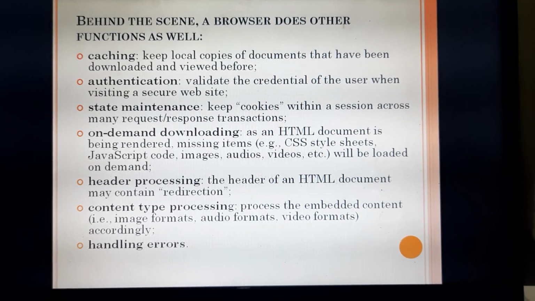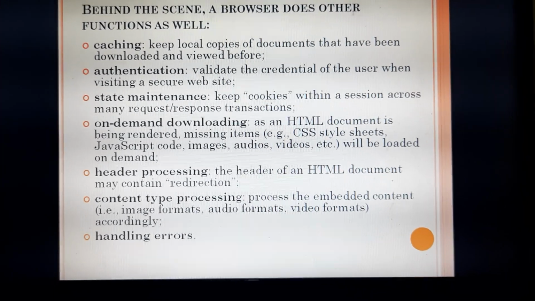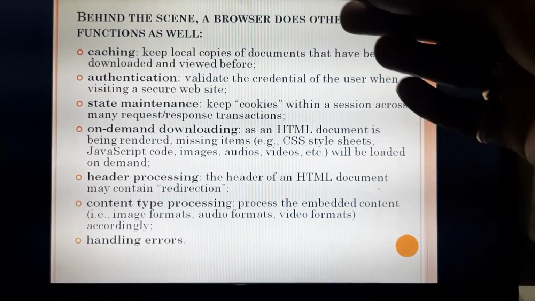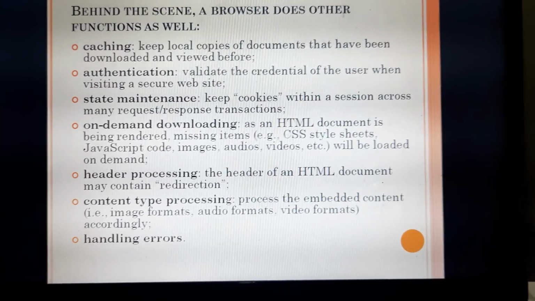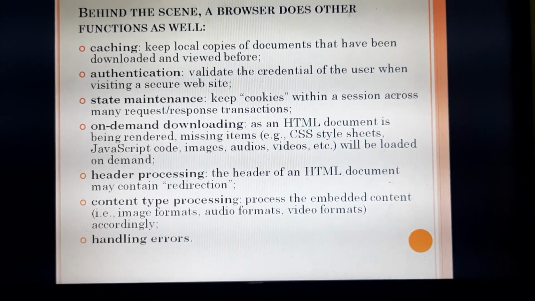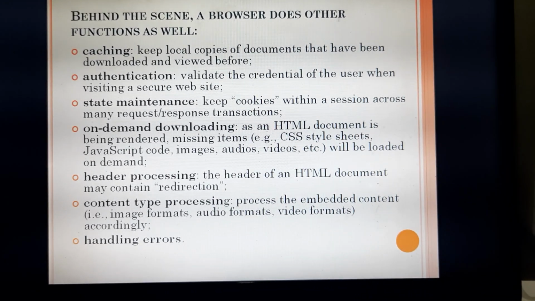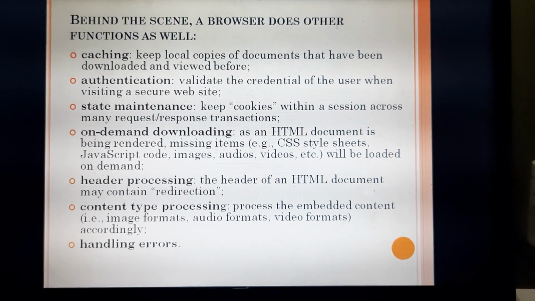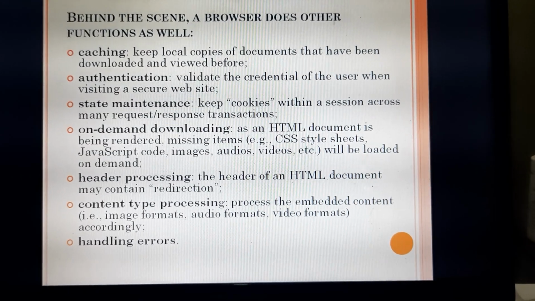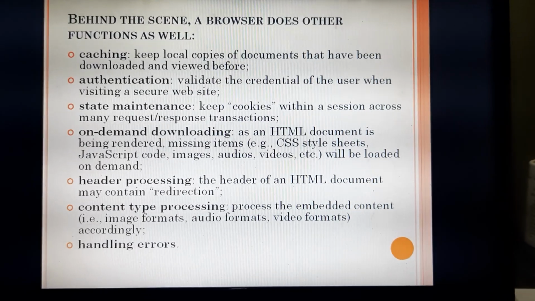Header processing means sometimes your website may be redirected to some other web pages, so that is also done by the browser. Content type processing processes the embedded content, for example image formats, audio formats, and video formats. So these things work behind the scenes, along with handling the errors.